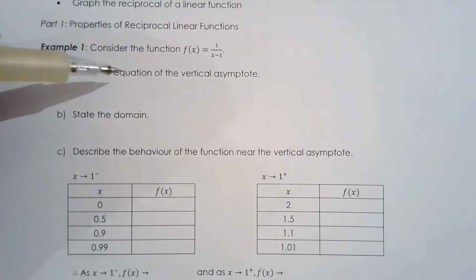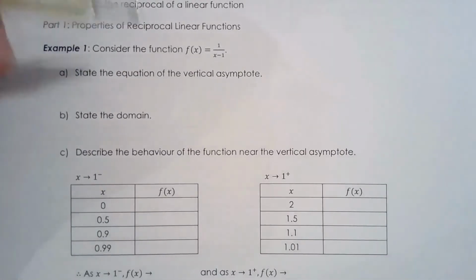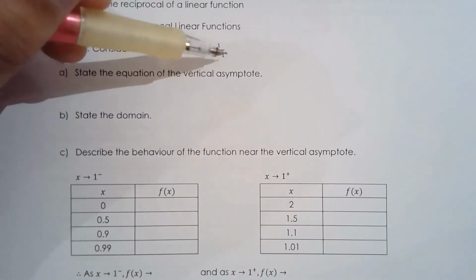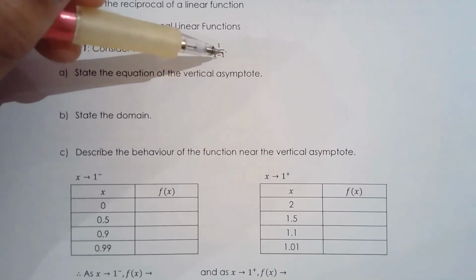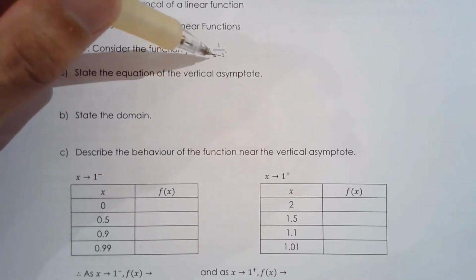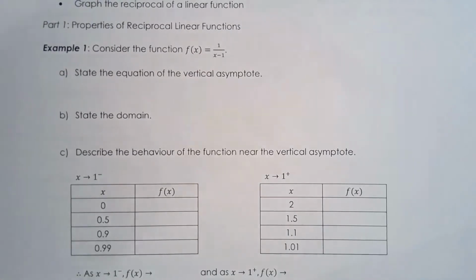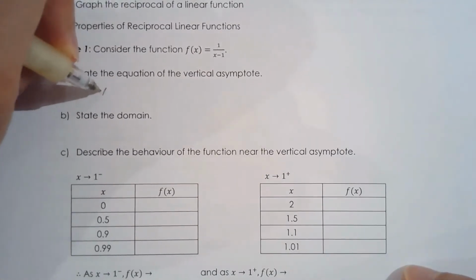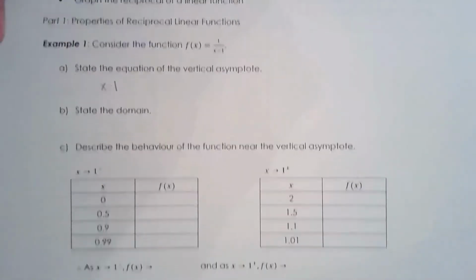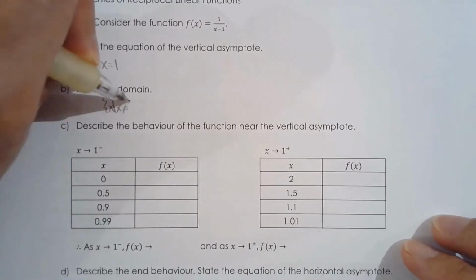Okay, so state the equation of the vertical asymptote. From what we did in the last lesson, we said that we can determine the equation of the vertical asymptote by looking at the denominator. By finding the zeros of the denominator, you can find the equation of the vertical asymptote. So what is a zero? 1, because 1 will make x minus 1 zero. So the equation of the vertical asymptote is x equals 1. And if that's the only vertical asymptote, then guess what? Your domain is all values of x except for 1.